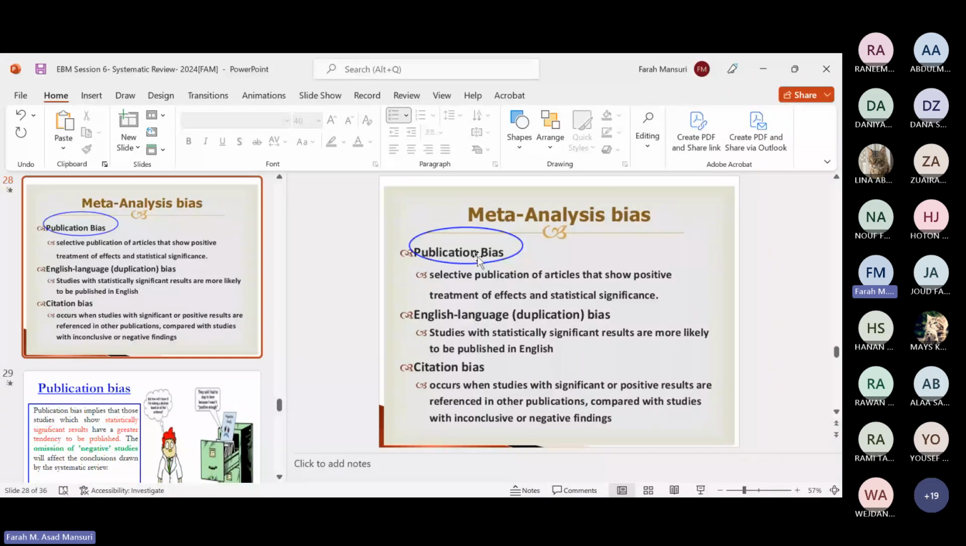So overall, it's a publication bias, but it can be a citation bias, because only those articles are cited which have got positive or significant results. So negative findings are not being cited or not being reported. That's why publication bias is there, maybe because of the language, maybe because of the citation.